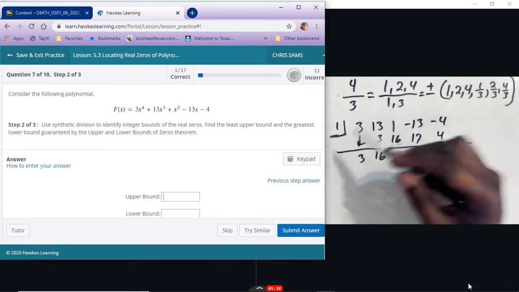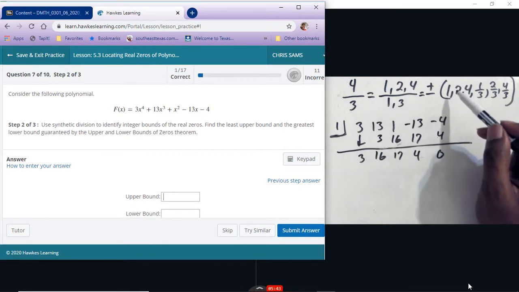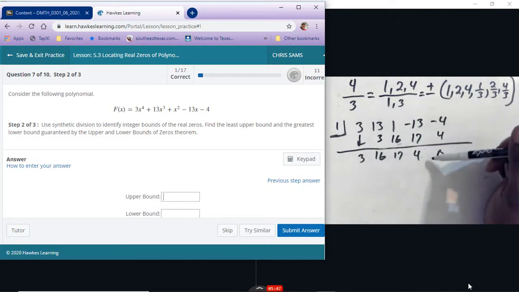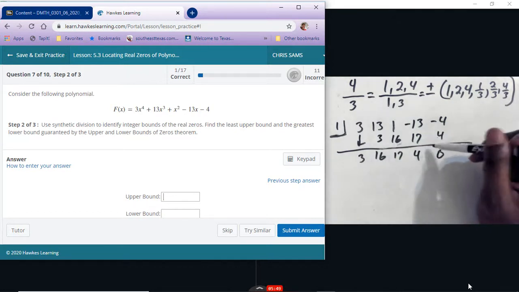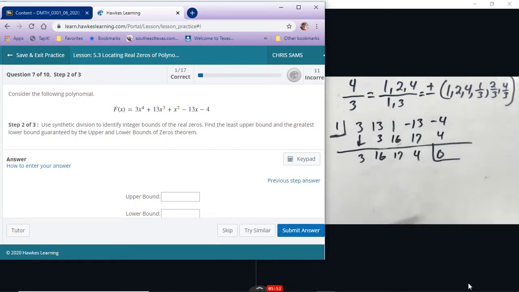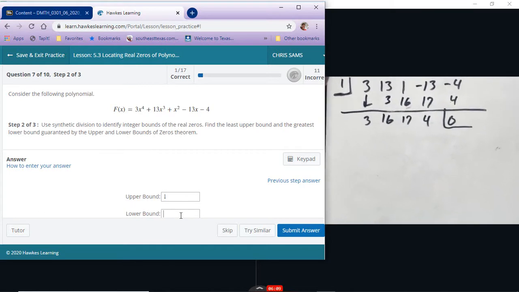Alright. So 1 is the smallest whole number that we can use. And we have found out, since everything is positive, that it is an upper bound, and since we had a remainder of 0, we also found that it is the one and only positive zero. So I'm going to put a 1 here for my upper bound, and now I'm going to find my lower bound. I'm going to leave this because we're going to come back to that and use it later. Now I want to find my lower bound.